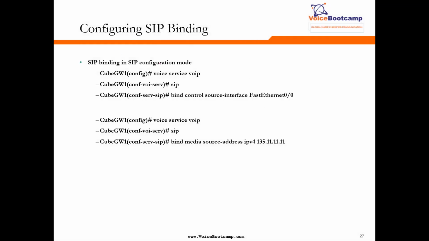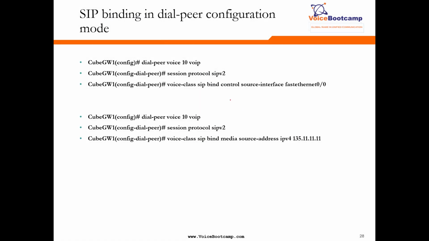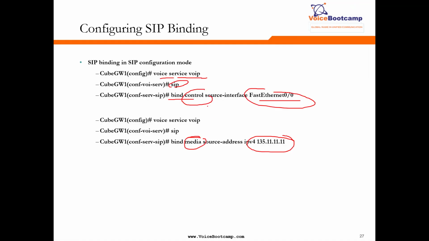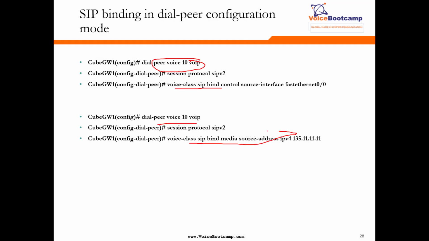So to configure the bind command, you go to voice service VoIP, type SIP, and use bind control source-interface FastEthernet. That is your global level, or you can define control to bind to a specific interface, or media to be bound to a specific IP address. You can configure the bind command at the dial pair level right here, or like previously, globally. This is the global configuration. This is the dial pair configuration.